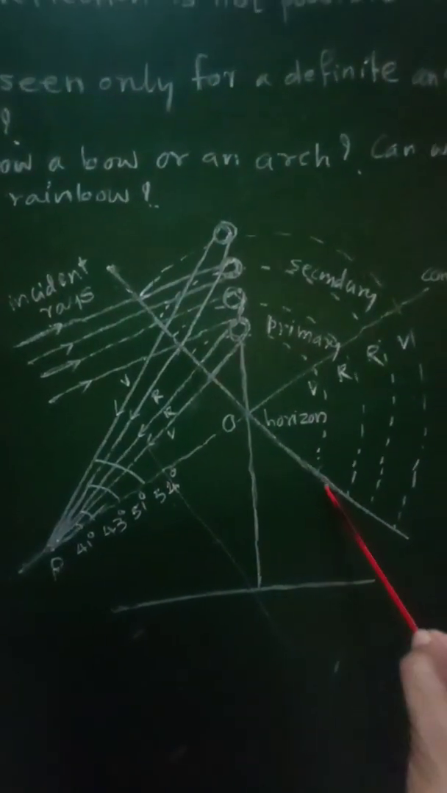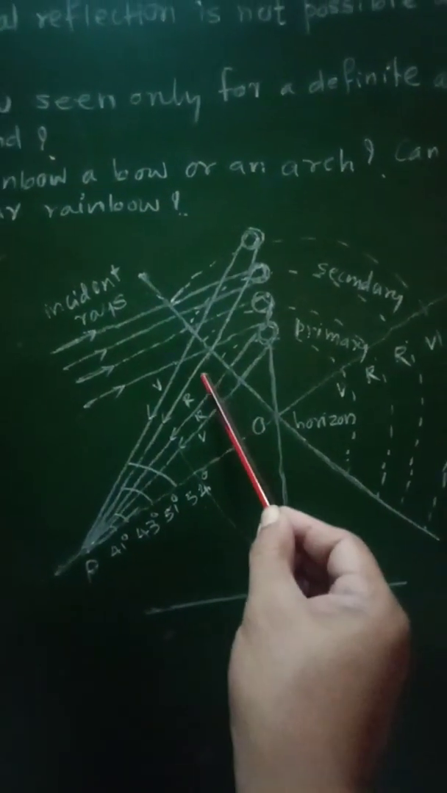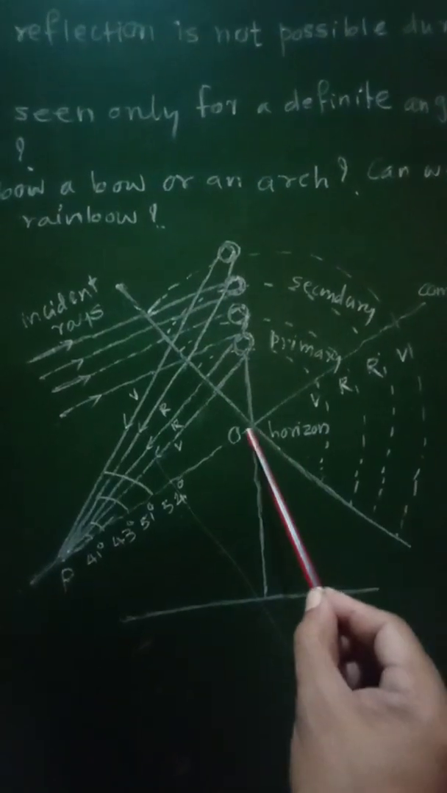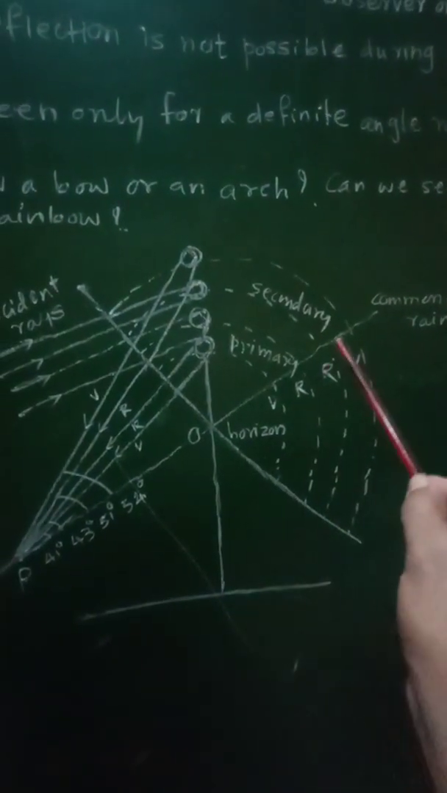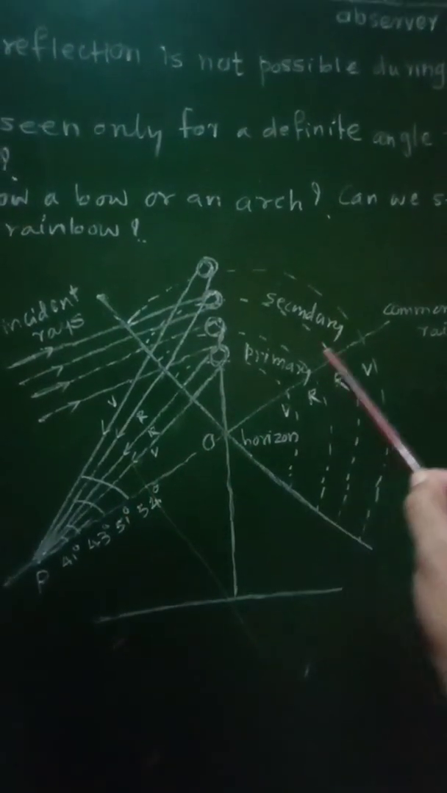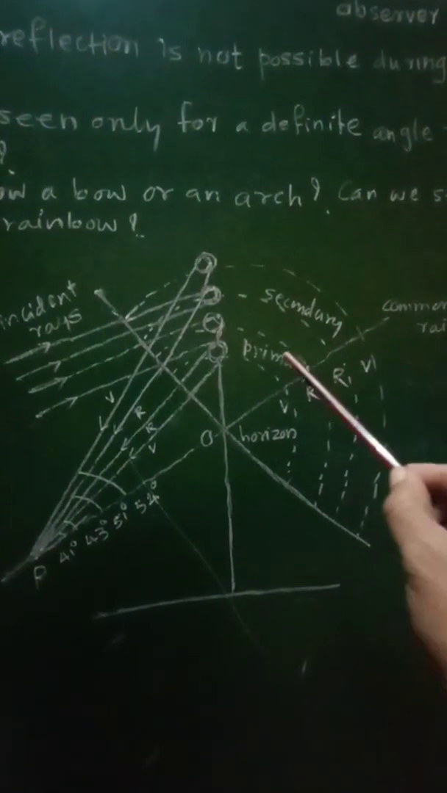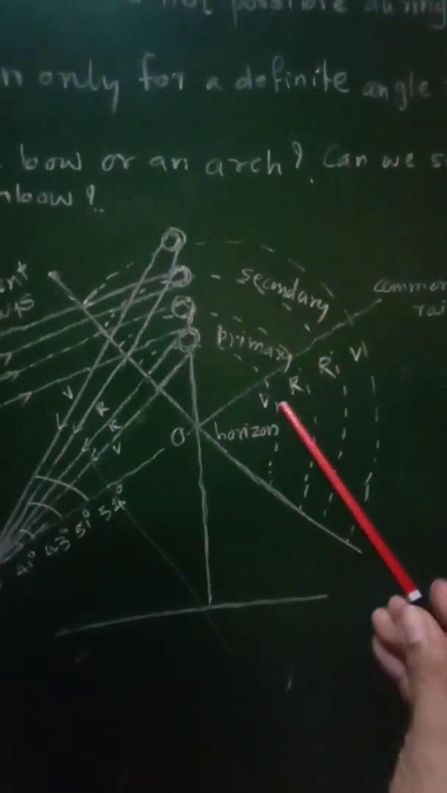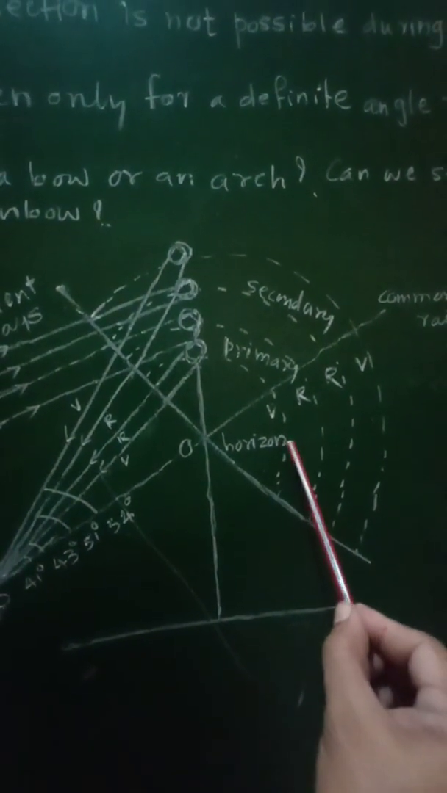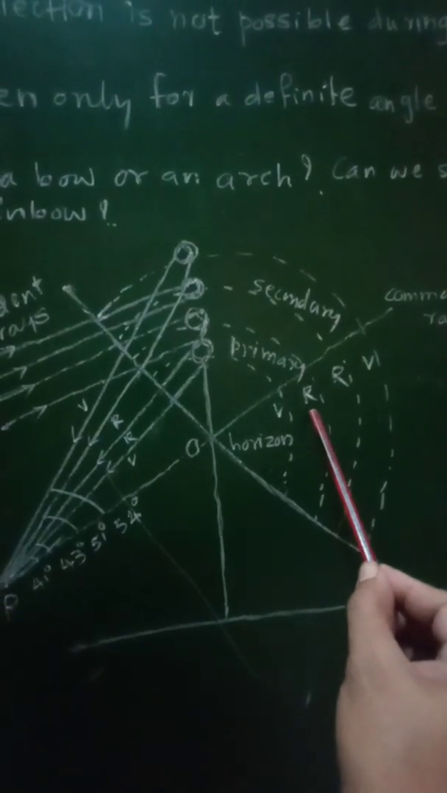This will be the horizon. This line represents the horizon. It will meet at point O, the common axis of both primary and secondary rainbows. So this line represents the common axis for both primary as well as secondary rainbows. Now here the inner arc for the primary rainbow is violet, and the outer arc is red.